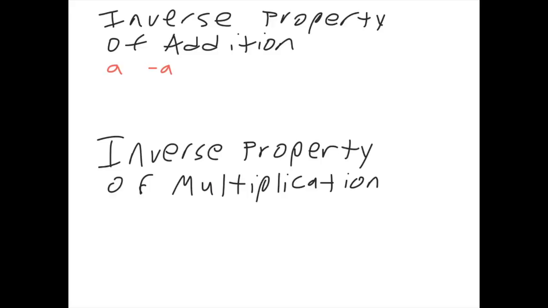And the inverse property says that if you have those two numbers and you add them together, you will always get 0. Quick example of that, if you have 5 and you add negative 5, you will get 0. Make sense? Okay.